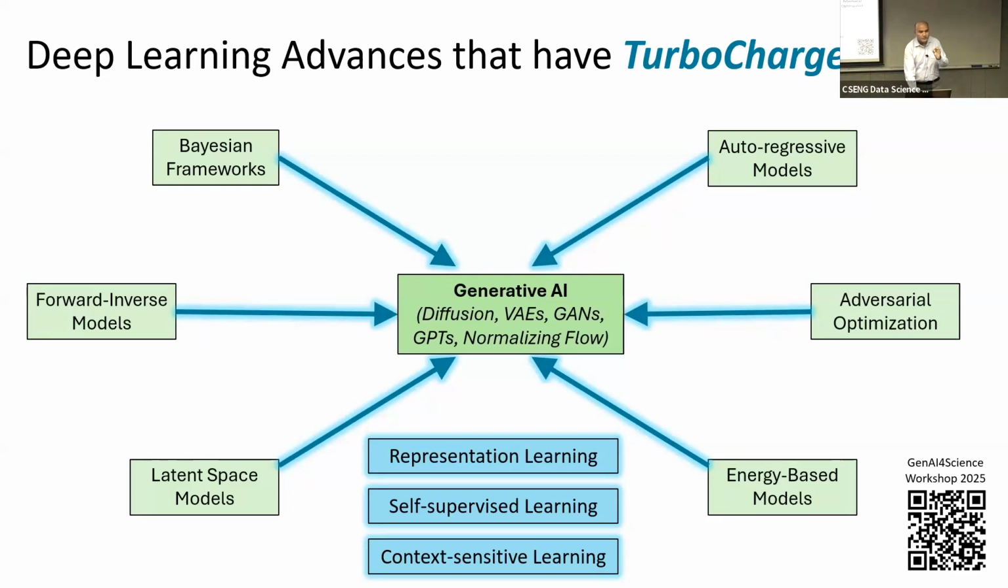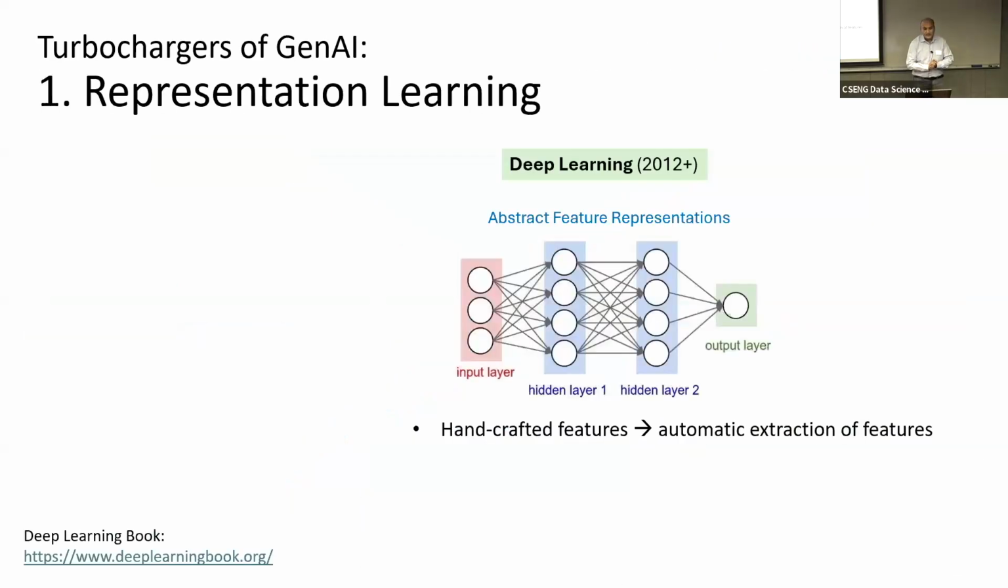So let's go through each one of these three in slightly more detail. The first turbocharger of modern GenAI is this idea of representation learning: instead of using handcrafted features, or features that are crafted based on our insights about the data, what if we can learn features automatically from the data?